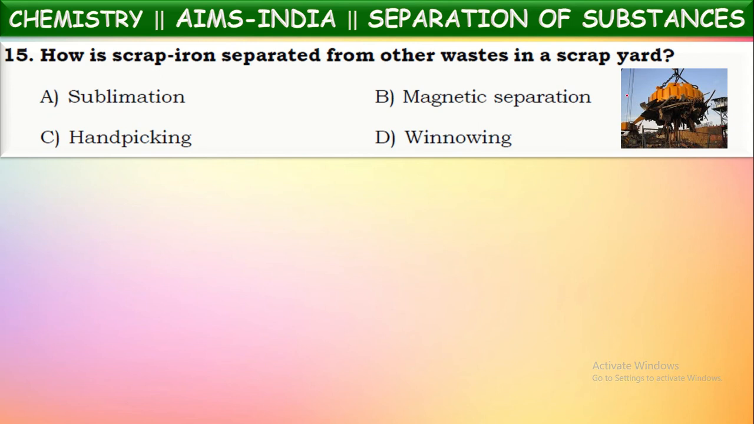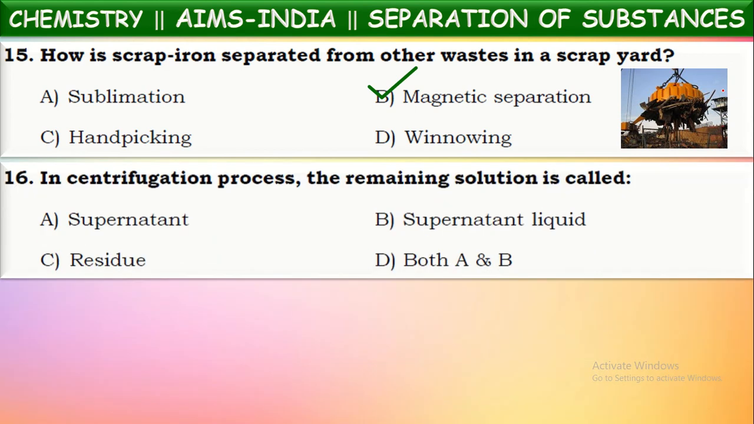This technique of separation of magnetic material by using a strong magnet is called magnetic separation. Okay, next, in the centrifugation process the remaining solution is called. Yes, in the earlier question we have seen, in the separation of suspended solid particles they use the centrifugation process. What do they do in that? They take the mixture of the suspension in the centrifuge and they whirl this mixture at a very high speed. By that, those solid suspensions will settle at the bottom of the container.